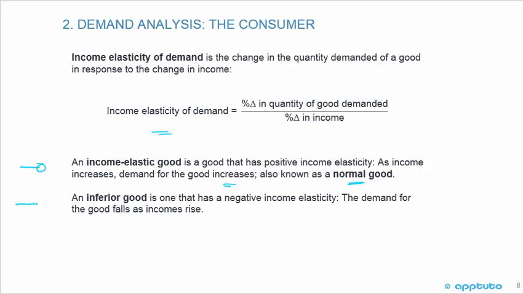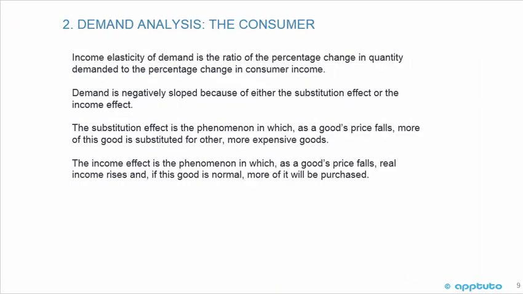An inferior good is one that has a negative income elasticity. The demand for the good falls as income rises. My income rises, now I have maybe different substitutes. I'm going to buy less of this good, so it's called an inferior good. Income elasticity of demand is the ratio of the percentage change in quantity demanded to the percentage change in consumer income. So we saw that in the previous slide.